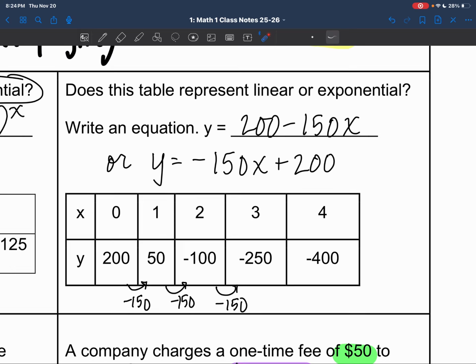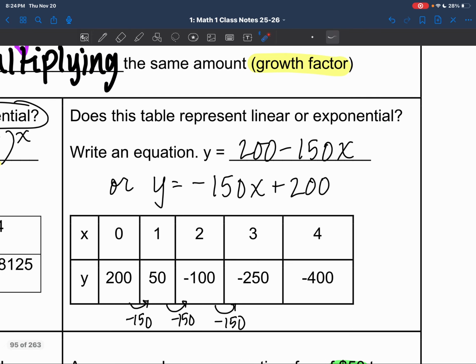All right, now this one, we want to know what's happening. So does this table represent linear or exponential? Let's check. If I go from here to here, I'm subtracting 150 each time. So that pattern is going to make it linear. All right, so now we just need to write an equation.